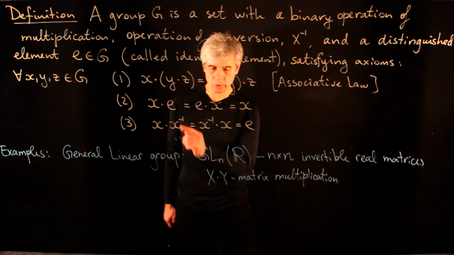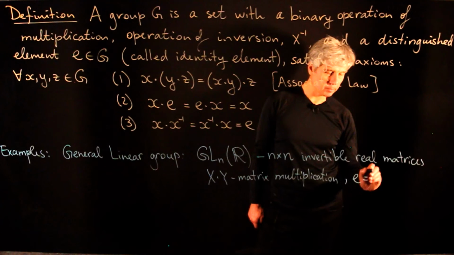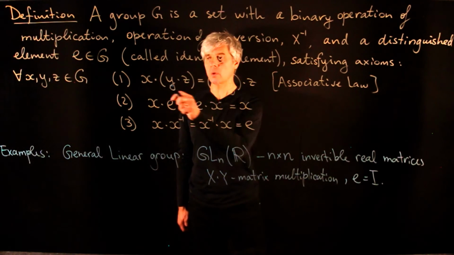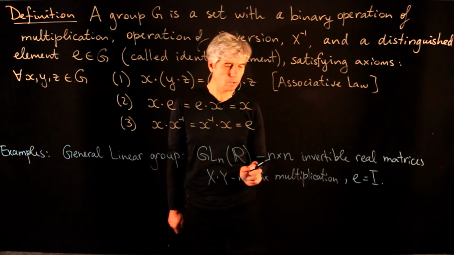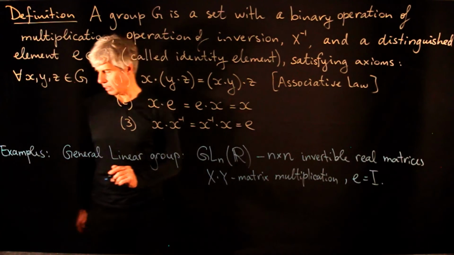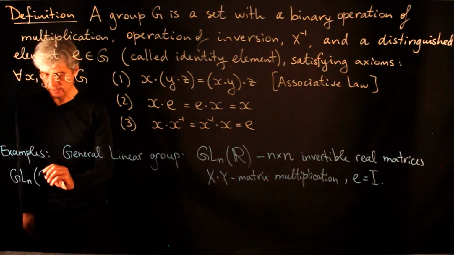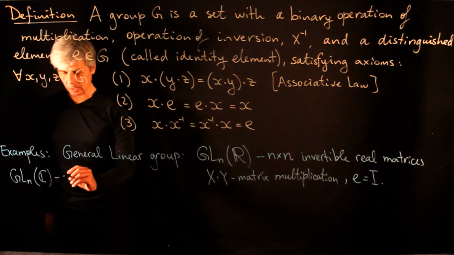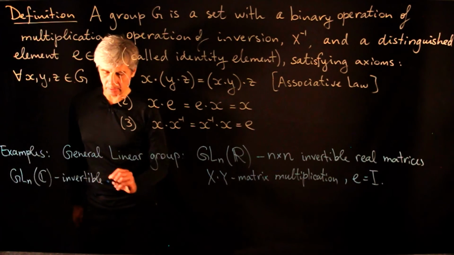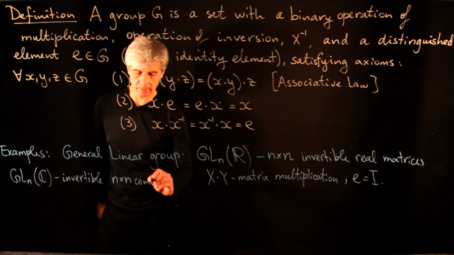So x inverse is the operation of a matrix inversion, and the identity element is the identity matrix here. And so we know that we have associative law for matrix multiplication. So this means that this is going to be a group. In a similar way, we can take GLNC. So these are invertible n by n complex matrices.